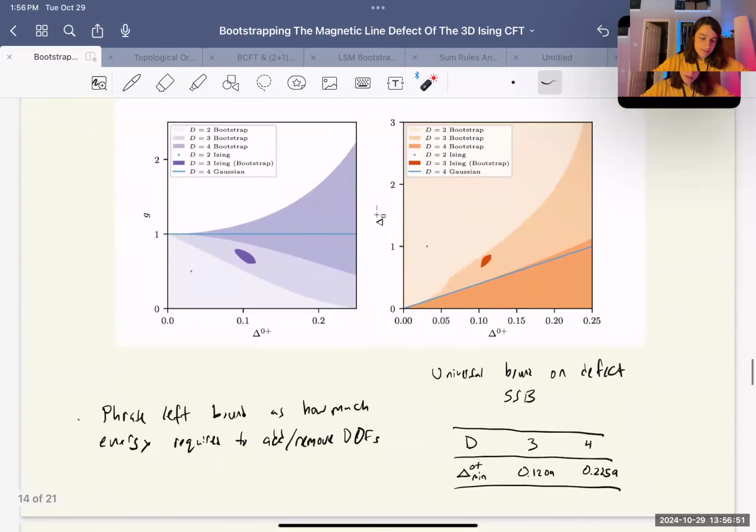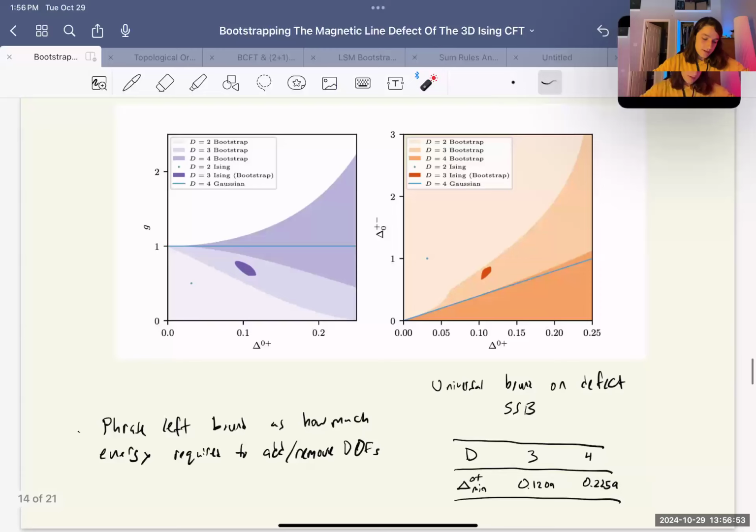Okay, so let's talk about some results that we get out of all this. First, what we're going to derive is some very universal bounds on the two most important quantities I'd say that we're going to study, which is the G function and the scaling dimension of the lightest domain wall operator.